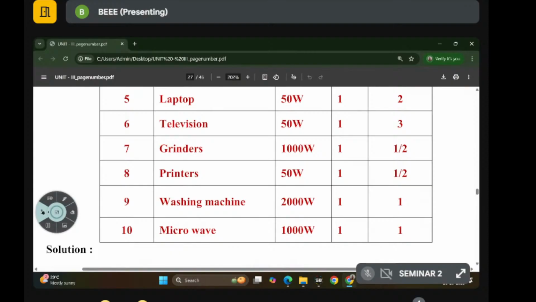Watts into hours by 1000. That one I am telling. What is by 1000 into hours? Do. Hey, what are you doing, last bench? What is the answer? Calculate. What is the answer you got? 600 by 1000 into 5. You do it using phone. 300, 600 by 1000 into 8. After doing all these things, you add it.